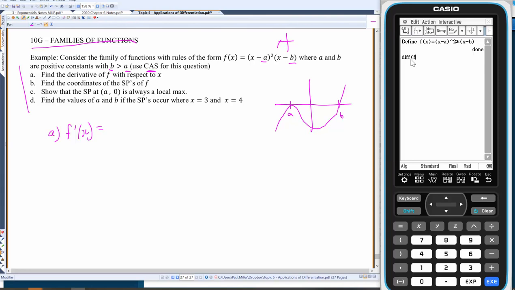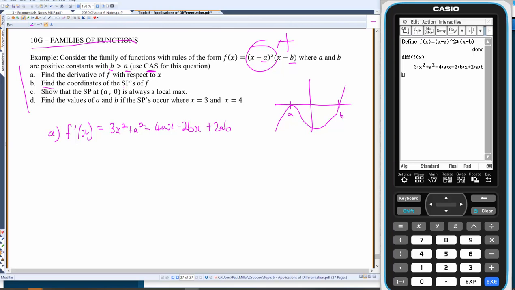Okay, so I'm going to go over the calculator and diff it. And there's my diffed function. It is 3x squared plus a squared take 4ax take 2bx plus 2ab. If you want to do that by hand, just expand that out and get it to single terms, or use the product rule combined with chain rule on that to get that. But I'm not really worried about the diffing at the moment. It's the latter questions that I'm really wondering about.